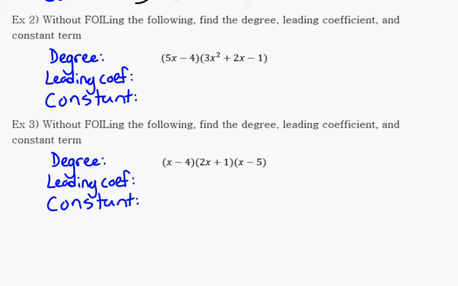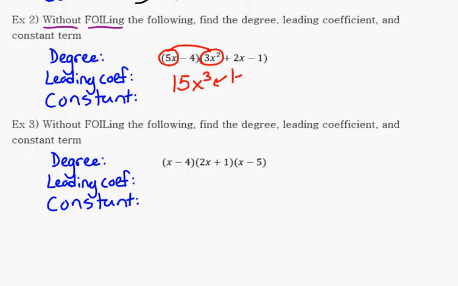In example 2, it says without FOILing. So in other words, I'm not going to be distributing anything. I still want to tell what this information is. This is where it gets a little bit trickier. If I want to find the degree, I have to realize that when I FOIL, the first thing I would do is multiply those two, the 5x and the 3x squared. And that would get me a 15x to the third. And nowhere else in that entire problem am I going to get an x to the third or anything higher.